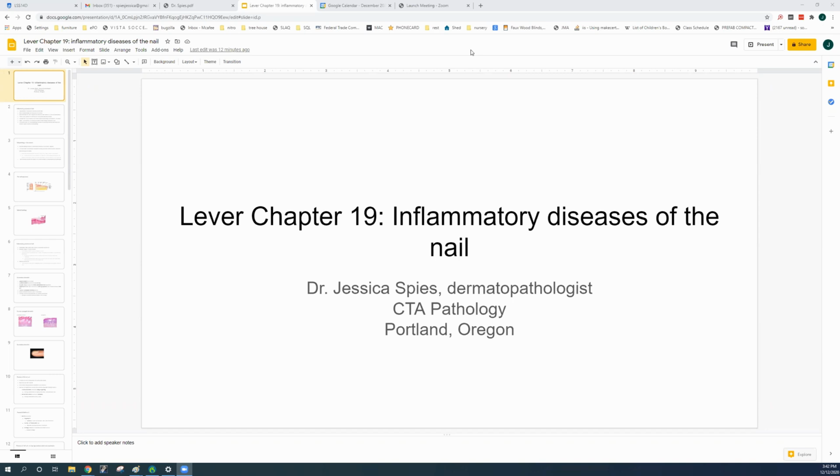And we're continuing to go over the Lever chapters for you. And this is the most recent edition of Lever that we've been following, excuse me. And this is chapter 19, Inflammatory Diseases of the Nail.